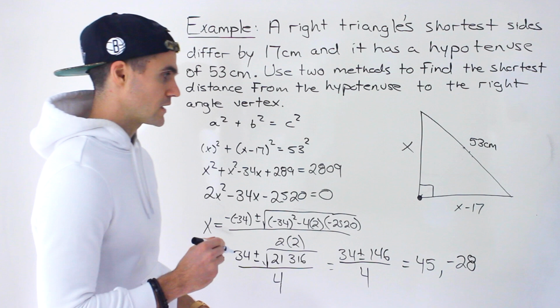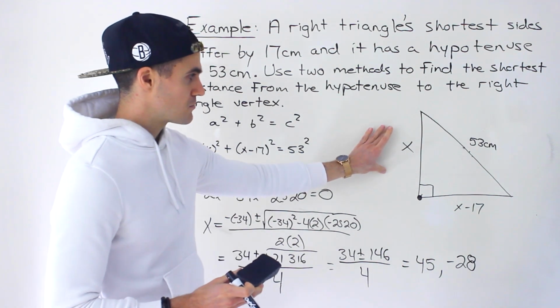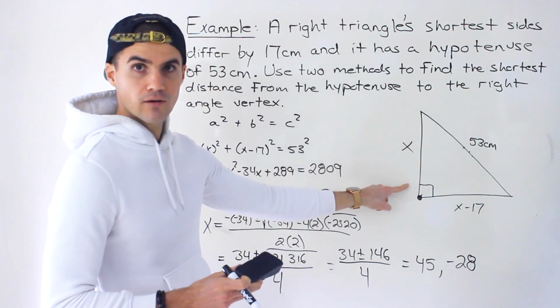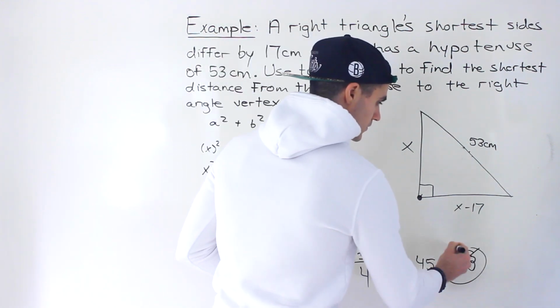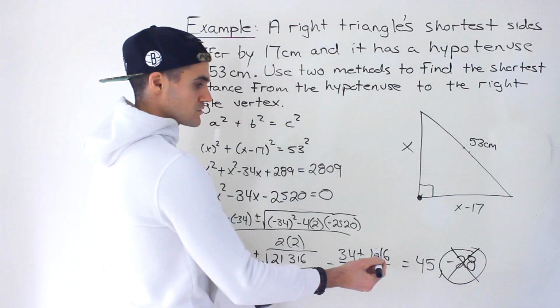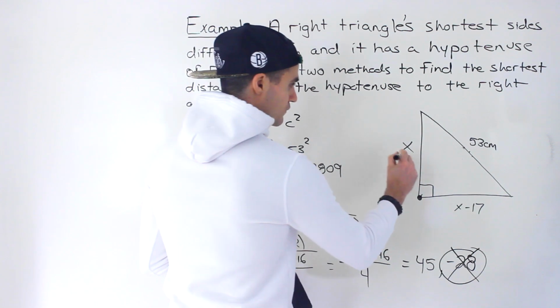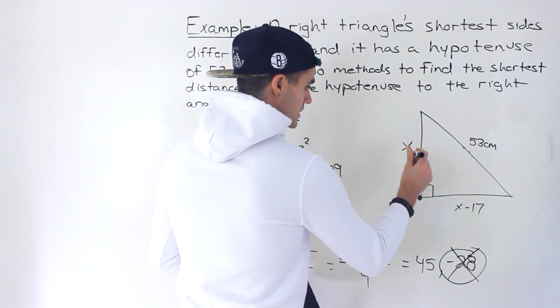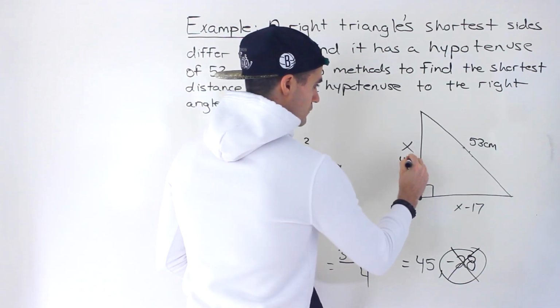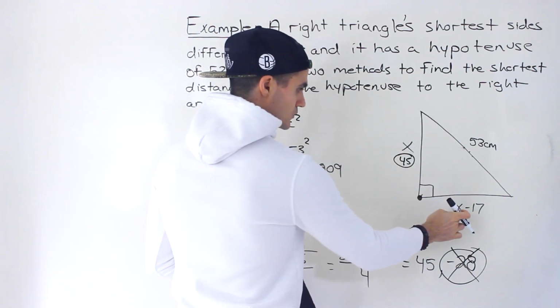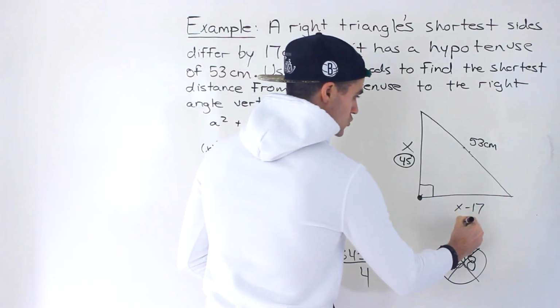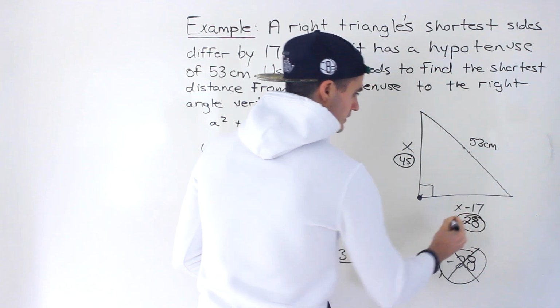And then we have two solutions because we have the plus and minus, and we end up with two solutions, 45 or negative 28. But remember, x represents the length of this right angle triangle, so it can't be a negative value right here, right? That would be an inadmissible solution. So the answer is 45. So this would be 45 right here. Right, this length is 45. This length would be 45 minus 17, which is 28, like that.